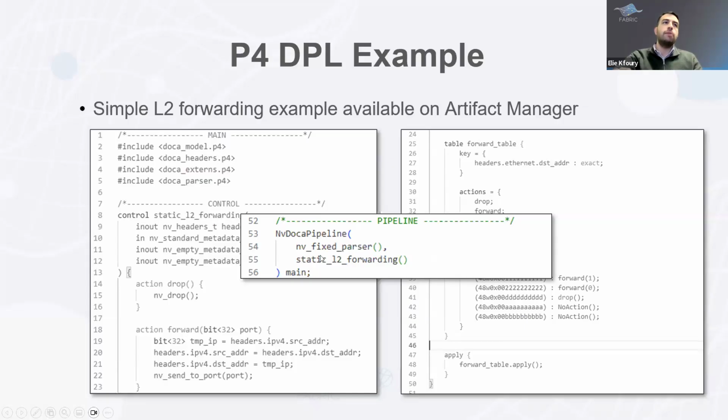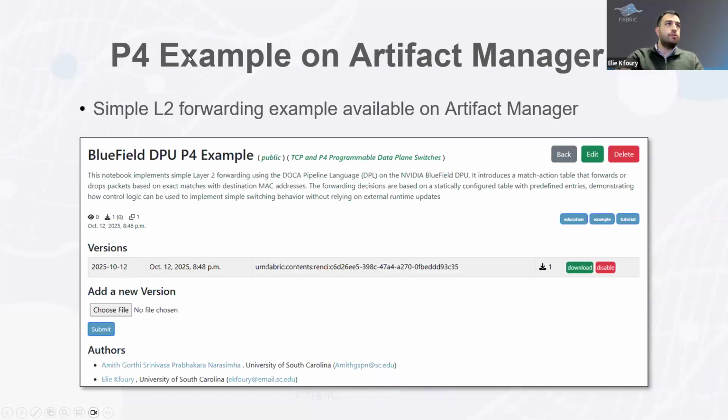So you have the NV Docker pipeline, where you are invoking the parser and the control that you just created. Now, one thing to note here is that we have NV fixed parser. NVIDIA already provides a parser for the well-known, standardized protocols, but it's also possible for you to customize. If you have your own custom header that you want to use, you can write that here as well. Same as before with Docker, there's an example for using P4 on the DPU. It's on the artifact manager.